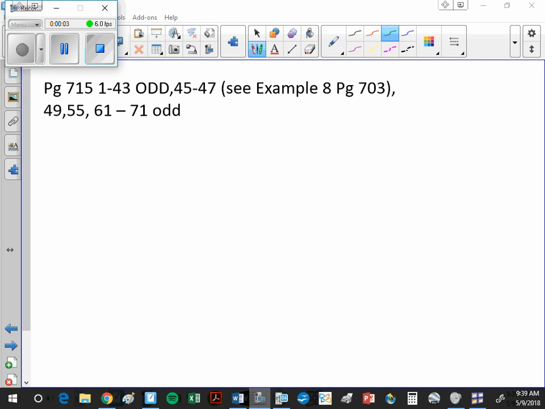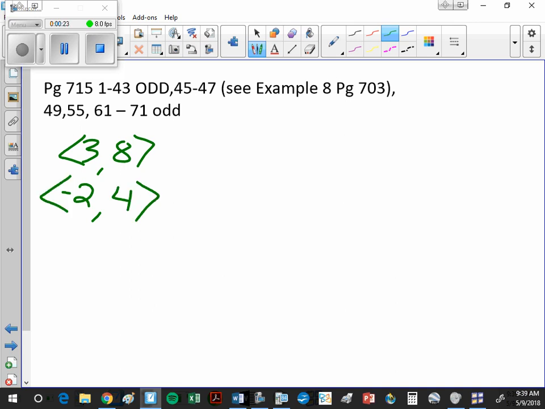Okay, we're going to talk about something called the dot product of two vectors. Let's say I had the vector 3 comma 8 and the vector -2 comma 4. I'm going to graph both of those from the origin. So 3, 8 would look something like this, and then -2, 4 would look something like this. Just for fun, because we like to have fun, how long are those vectors?